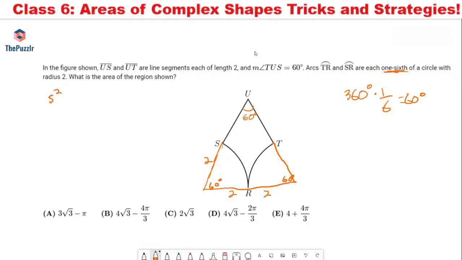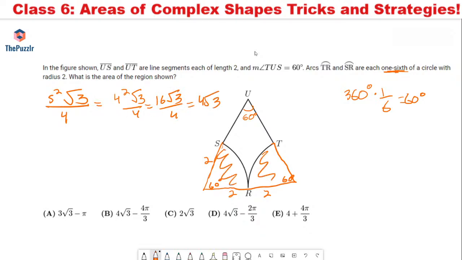Remember the formula for an equilateral triangle, and we found this in the last class, is s squared root 3 over 4, where s is the side length. So we have 4 squared root 3 over 4, 16 root 3 over 4 equals 4 square root 3. And we have to subtract these two sectors. Each of these sectors is 60 over 360 degrees, right? So I'm not even using radians here. It's 60 over 360. That's 1/6 of the circle of a 2-inch or 2 length radius circle, right?